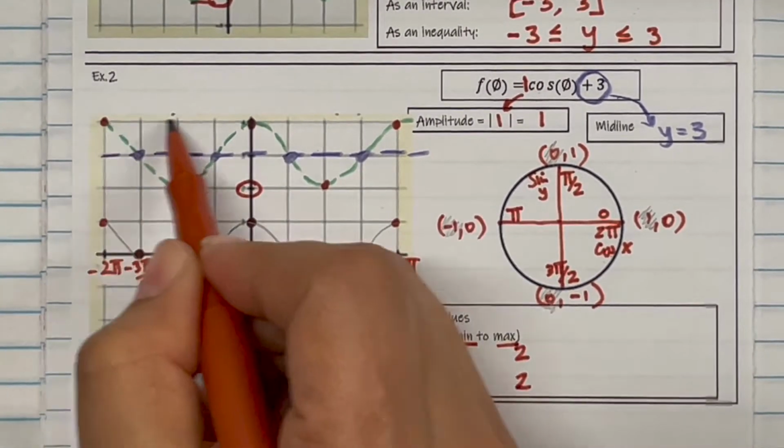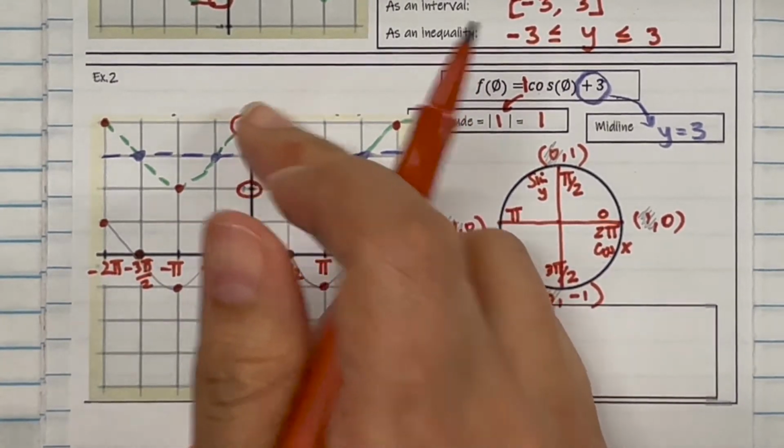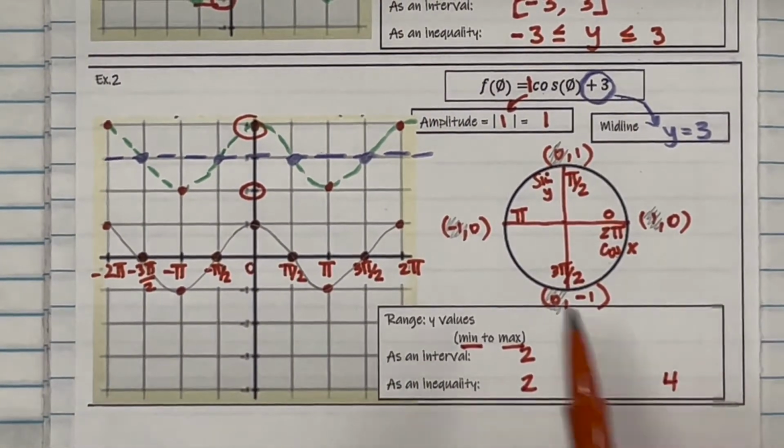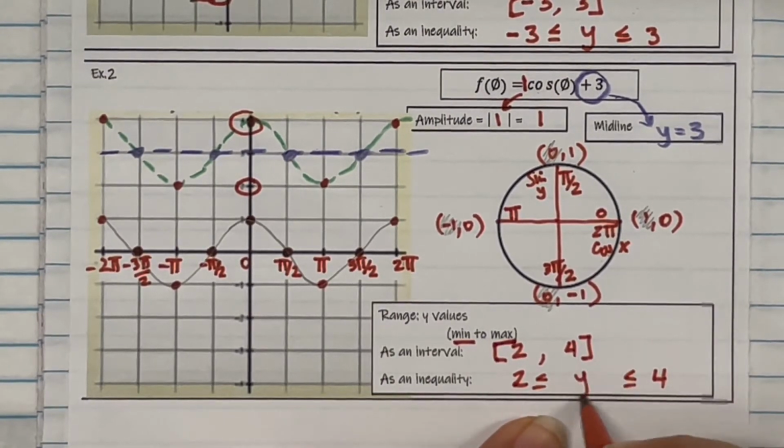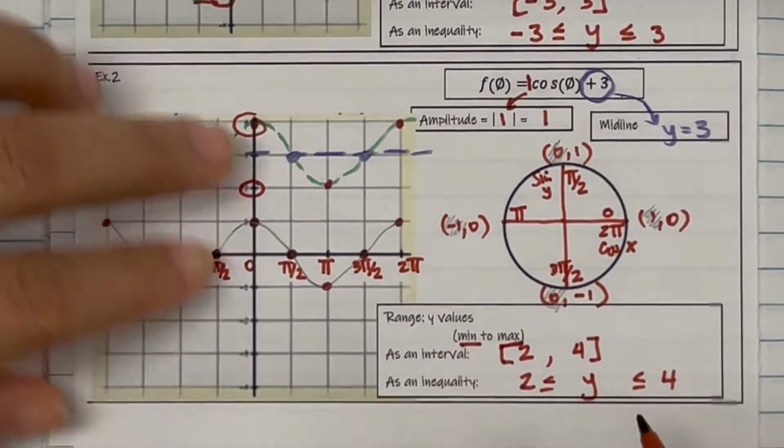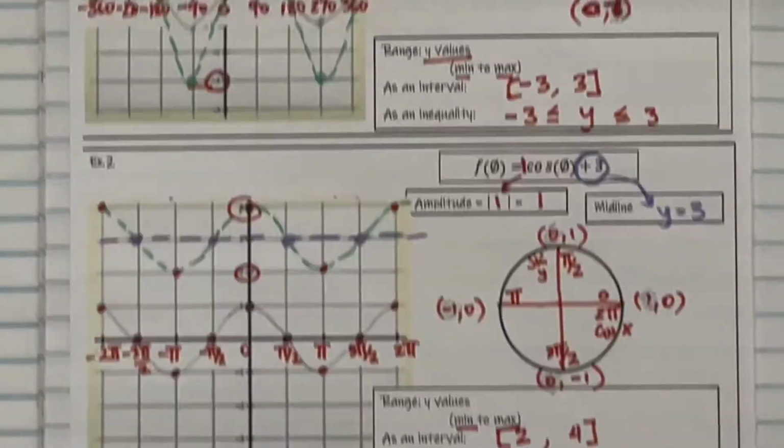What's the maximum value of your new graph? Right there. Count it out, 4. If you're writing it as an interval, it's a comma and closed brackets. If you're doing it as an inequality, put the inequality signs, and it's y because it's dealing with range.